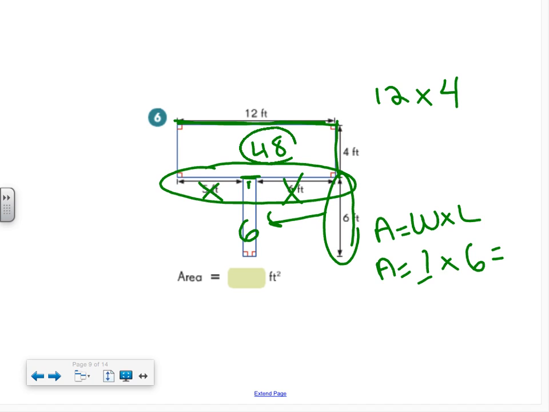Last thing I have to do is put my 2 numbers together, and I have 48 plus my 6, and I get 54, and the area is 54 feet squared.